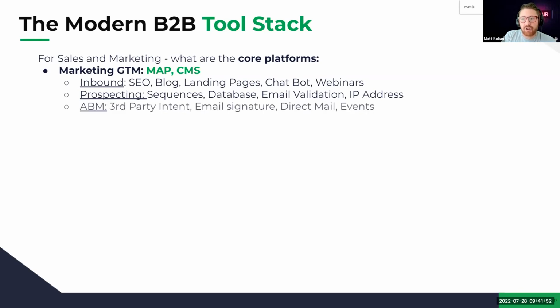For ABM, third-party intent, email signature, so that you can change your email based on who you're talking about, the next event you're going to, direct mail, and then start hosting events and going and sponsoring events. And then targeting these very target accounts with gifting, events, and even ads.